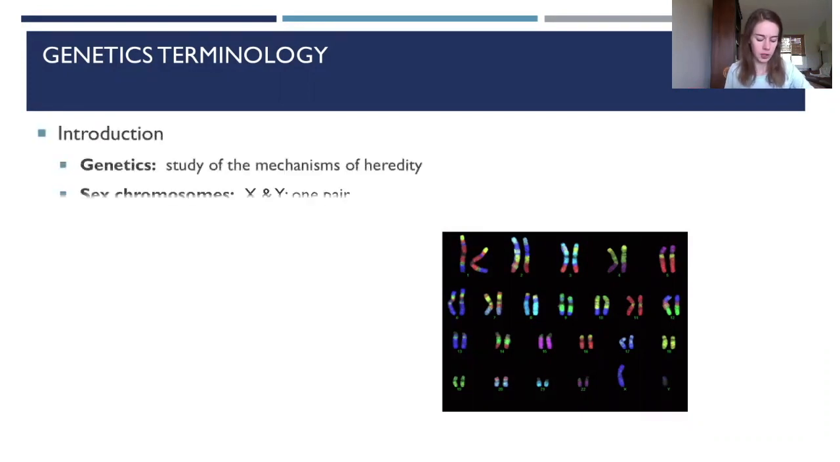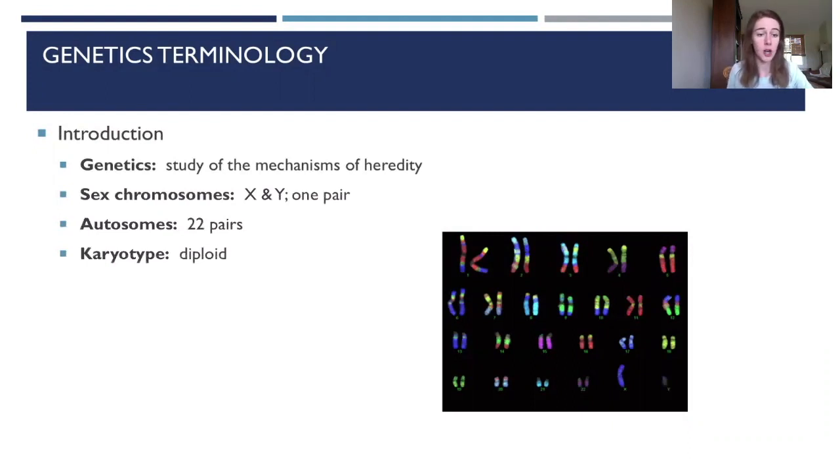So a couple terms that I'm sure you've had most of these before. Genetics is just the study of heredity. We have sex chromosomes, which are those X and the Y. And then we have autosomes, which is everything else, right? So sex chromosomes make us male and female, but they also have a lot of other genes on them. That's not like that's all they do.